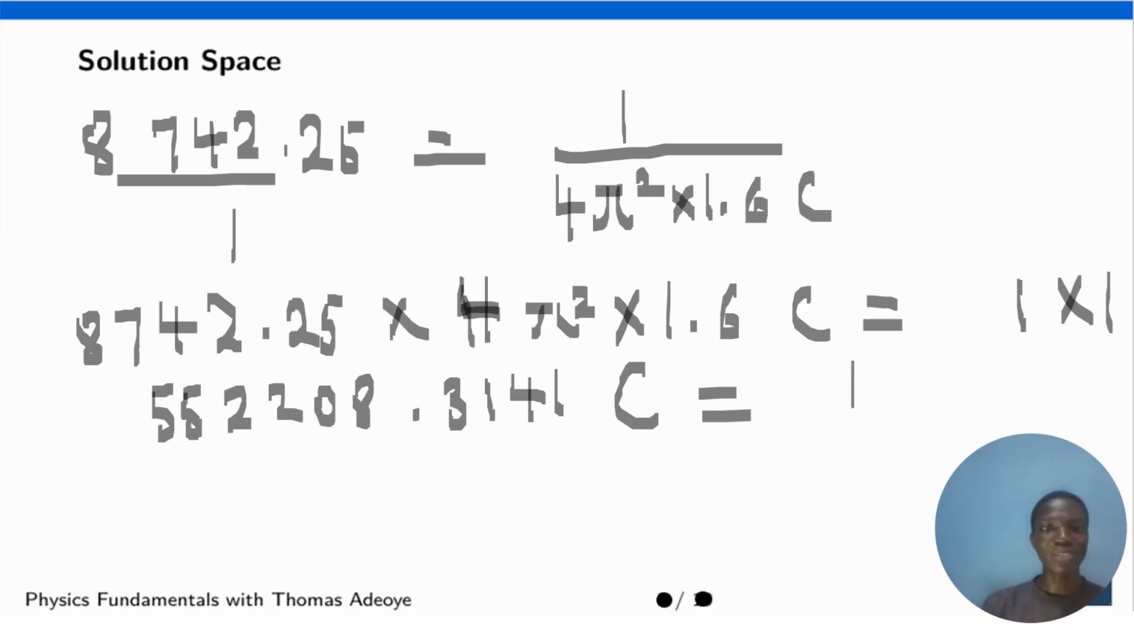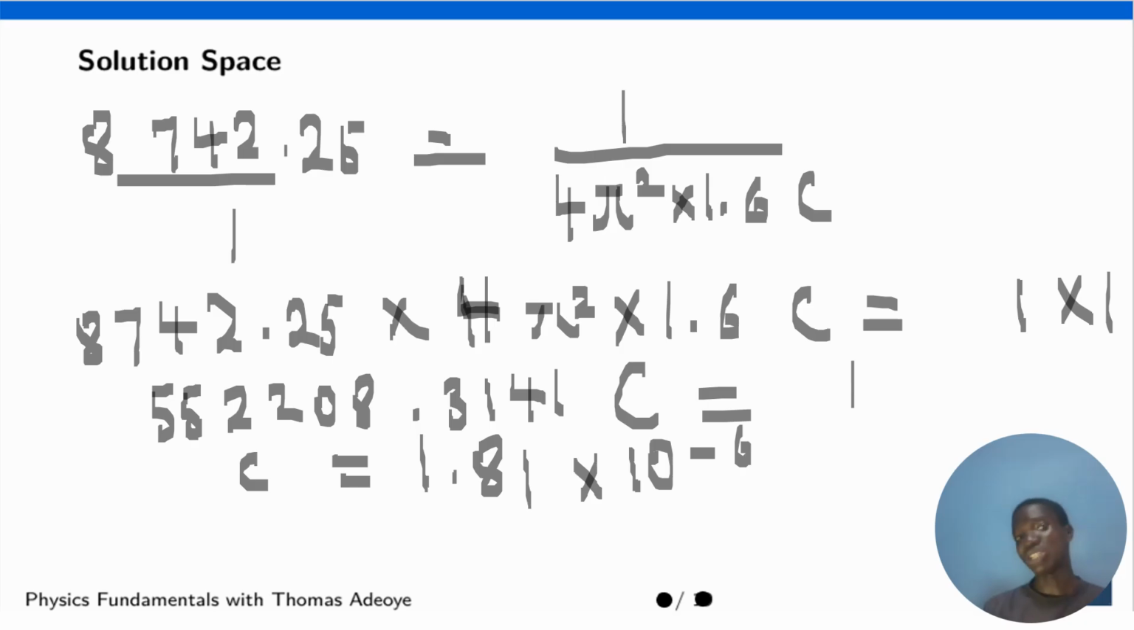Then you can divide both sides by this so as to get your C, and if you do that, you get 1.81 times 10 raised to power minus 6. What's the unit of capacitance? Farad. But in the options there is something like this here. 10 raised to power minus 6 is micro, 10 raised to power minus 3 is milli, 10 raised to power 3 is kilo, 10 raised to power 6 is mega. Do you get that? What's 10 raised to power 9? That should be giga, I guess.